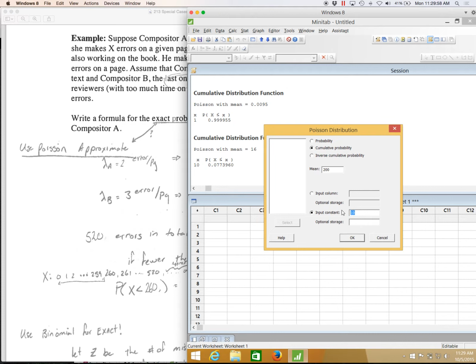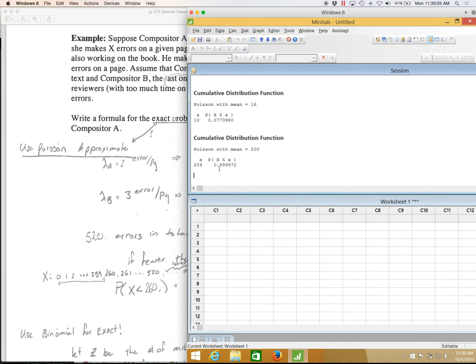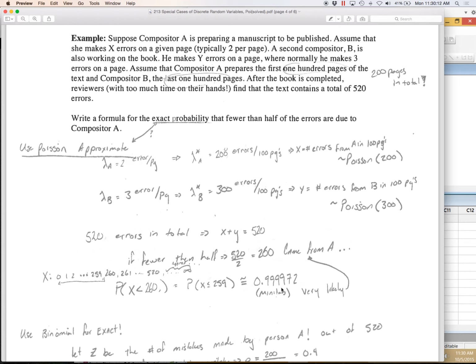What's the probability that they made actually less than 259? Anywhere from 0 to 259 errors. And the probability of that happening, that they made that many or fewer errors, is very high, a very large probability that A made less than or equal to 259. Person A really only typically makes 200 errors. What's the chance that they made less than or equal to 259? Well, a very high chance they didn't make this many errors, or less than or equal to that many.